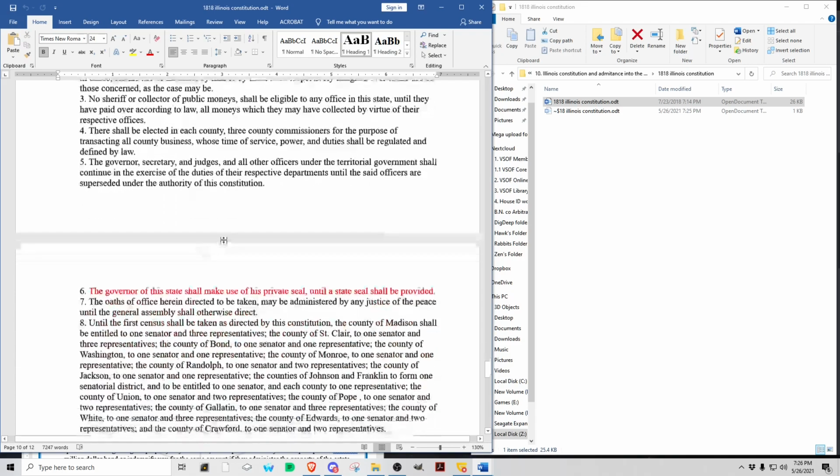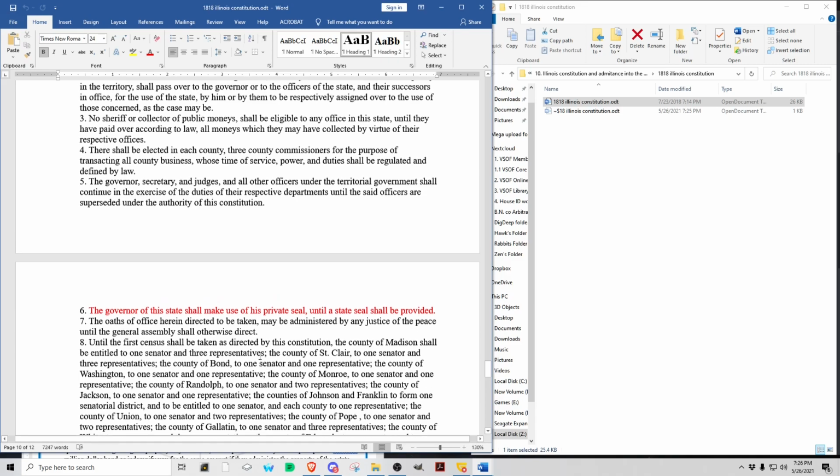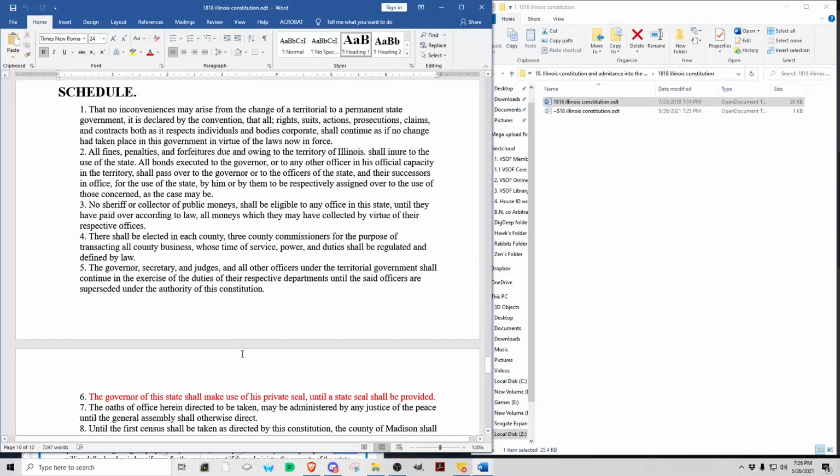So I'm not going to read all this. I'm just going to scroll down to number 6. Number 6, the governor of this state, lowercase s state, shall make use of his private seal until a lowercase s state seal shall be provided. Okay, now what does that mean? It means that they didn't know who was going to be governor. But whoever it was going to be, the presumption was that they would have their own seal. Think about that.